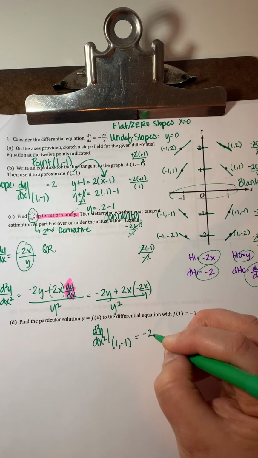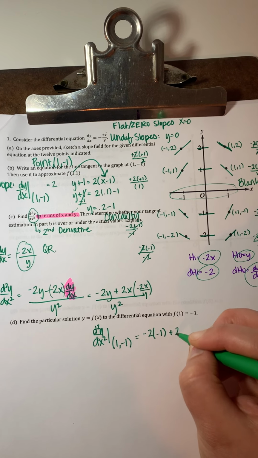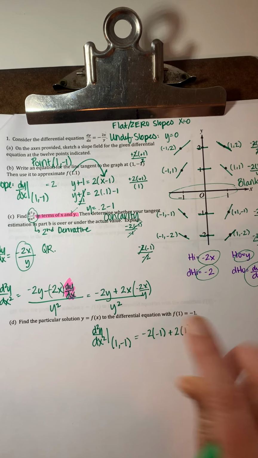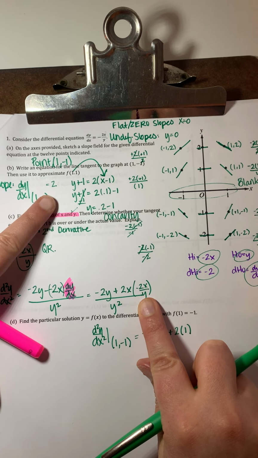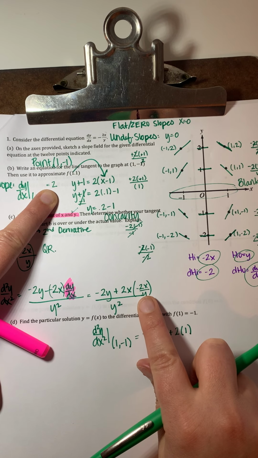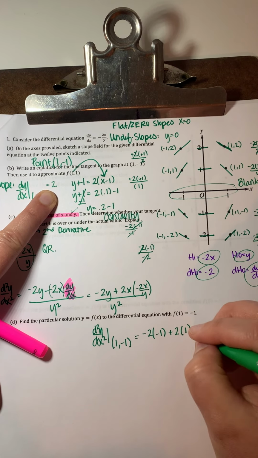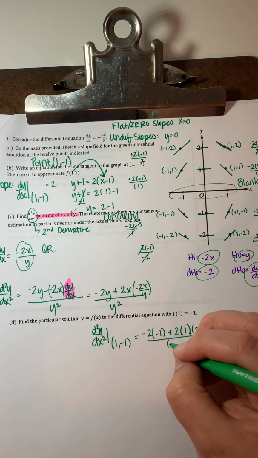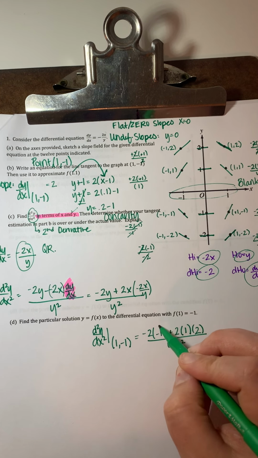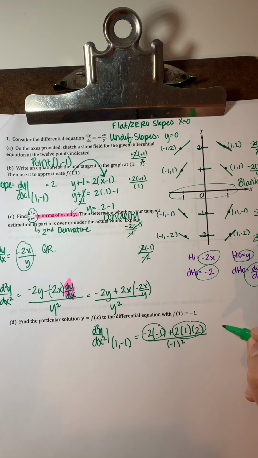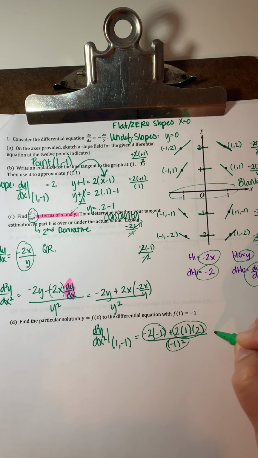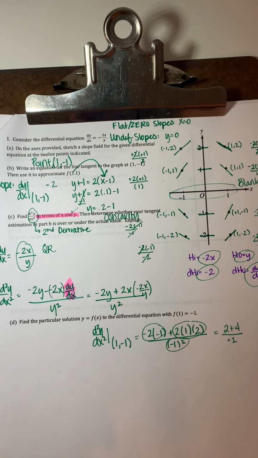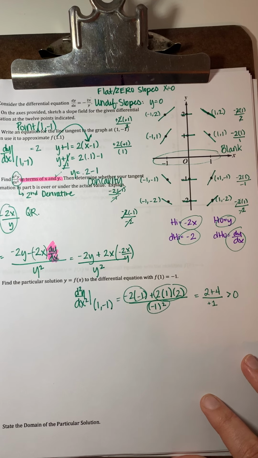So it'd be negative 2y plus 2x. And then notice I could find dy dx, but I already did it up here. So instead of me plugging into this formula again, I remember that the slope was just a 2. And then divide by y squared, which is a negative 1 squared. Well, then this is a positive 2 plus 4 divided by negative 1 squared. 2 plus 4 divided by, this is a positive 1 now, because negative 1 squared comes out positive. That's greater than 0. Okay, so let's talk about what that means.